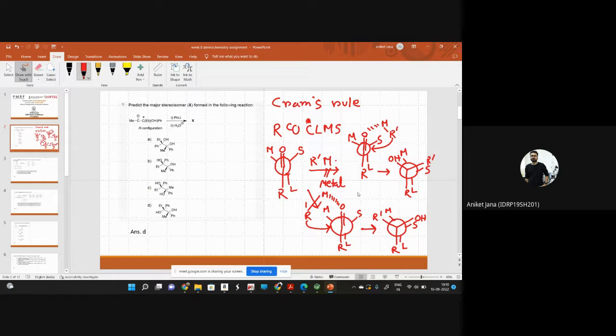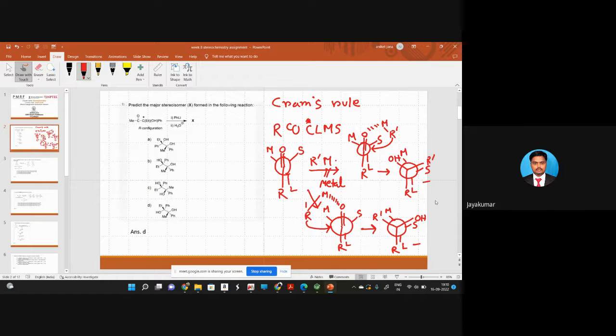So tell me which one is the major product. On this side, the R dash is attacking from the side of the smaller group, and here the R dash, that is the nucleophile, is attacking from the side of the medium group. Can you tell me which will be the major product depending upon the steric interaction? Anybody? This one or this one?